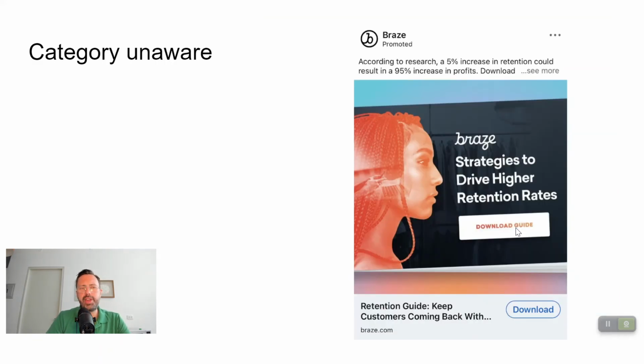Another case of catering to people that are category unaware here is Braze. So here we have a guide, which is strategies to drive higher retention rates. And then what I suspect is within those strategies will be arguments for why the category that Braze is in is the solution to get higher retention rates.